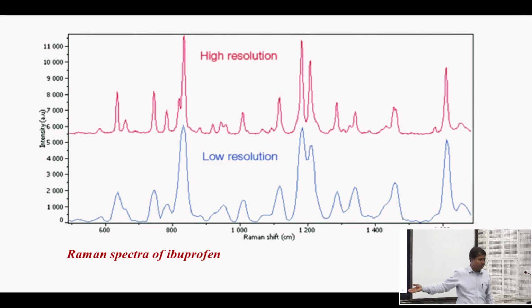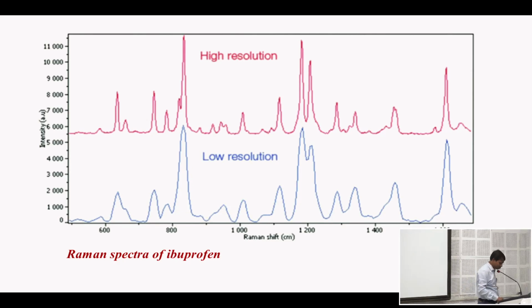You have a Raman spectrometer of maybe 20 lakhs, and you have maybe some 4 crore or 5 crores, depending on what excitation source you are using.